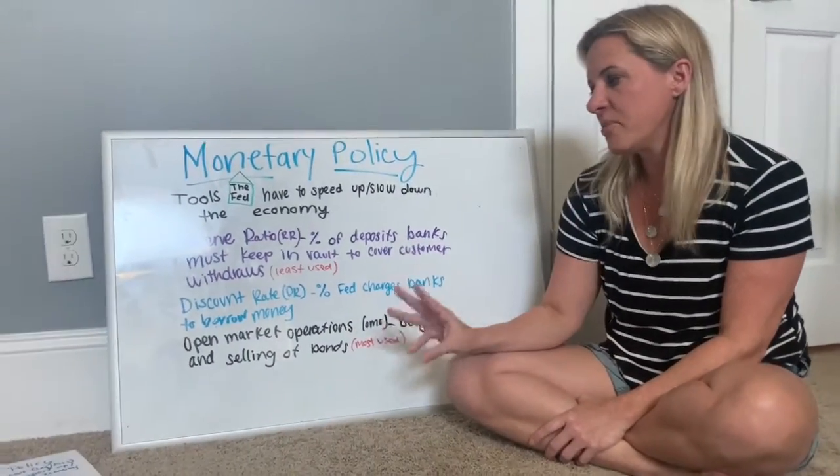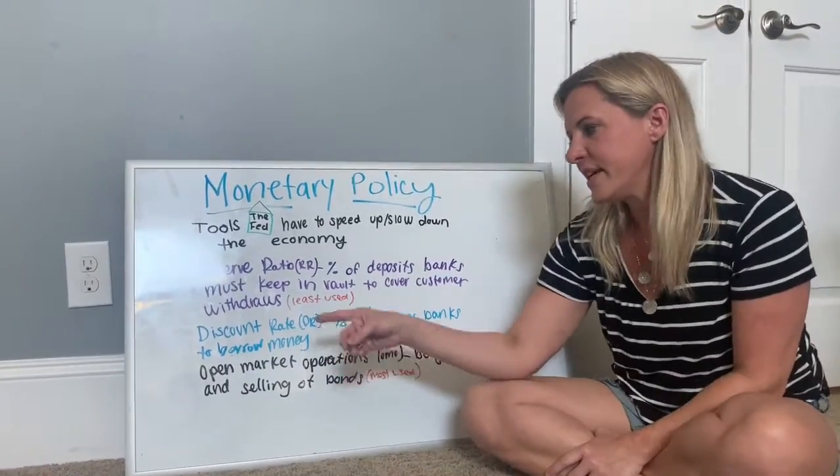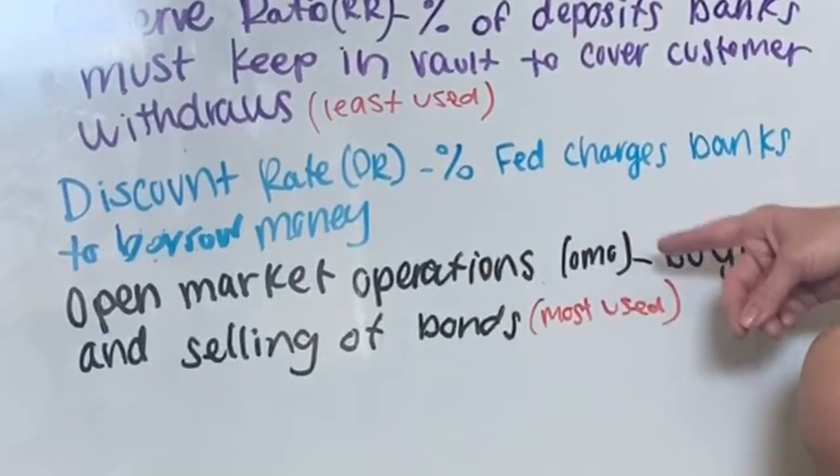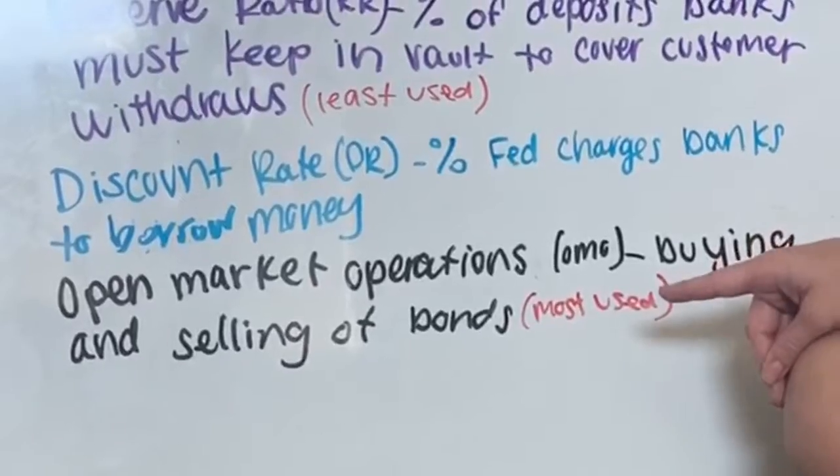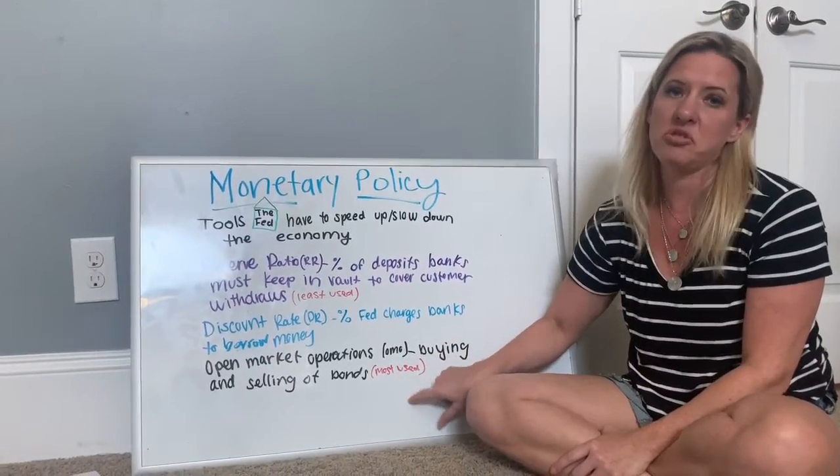The third and most important tool would be open market operations, OMO. This would be buying and selling of bonds. This is the most used tool.